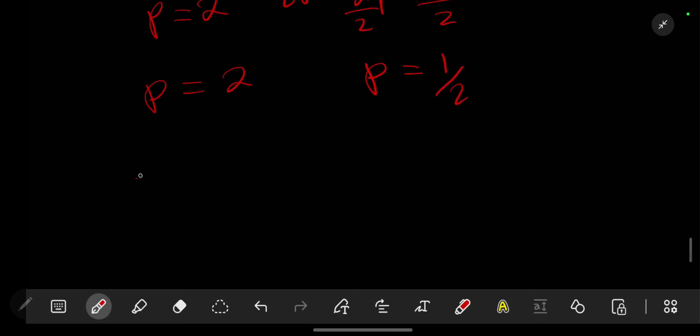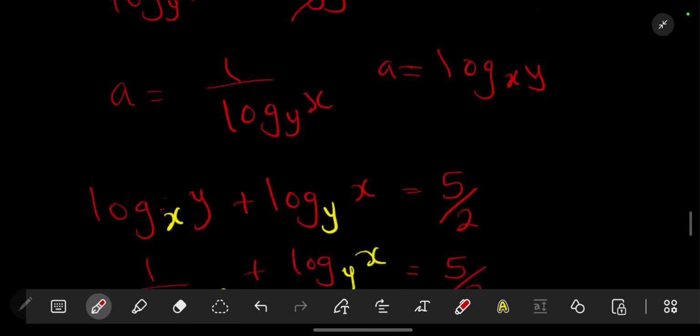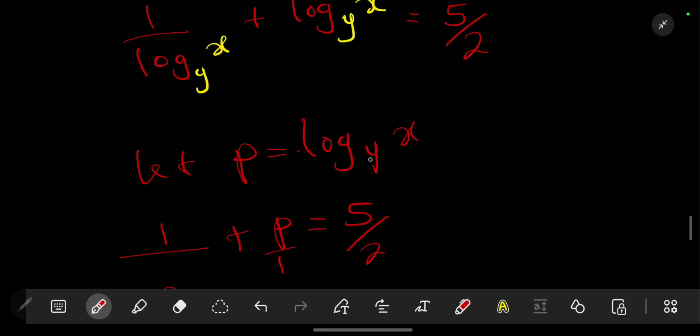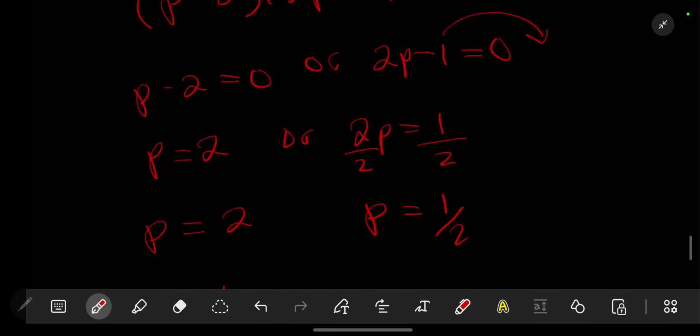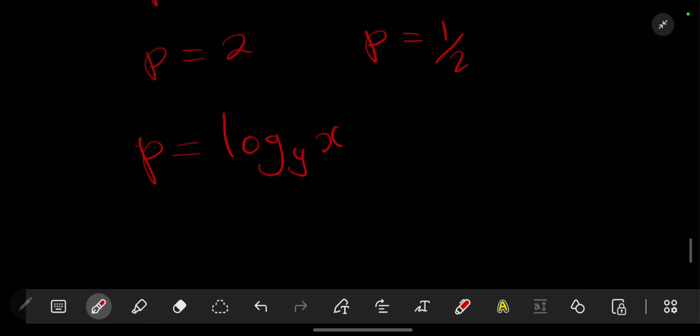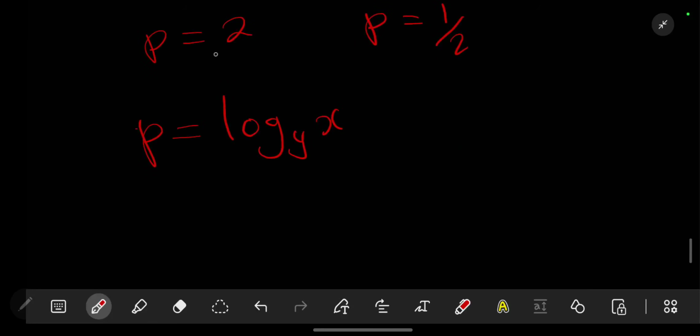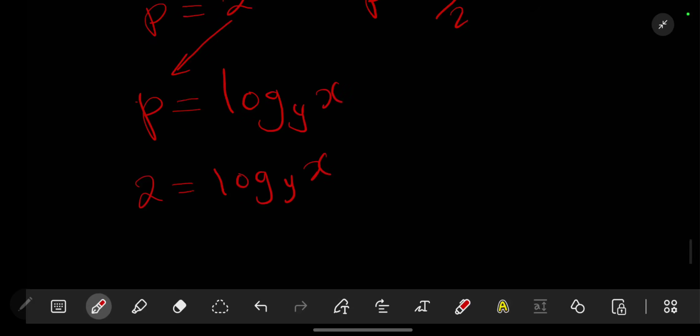So with that done, remember p was gotten from, we said p is equal to the log of y base x. If I recall correctly, the log of y base x is p. So we are going to replace where p is equal to this. So we have 2 should be equal to the log of y, log of x base y.